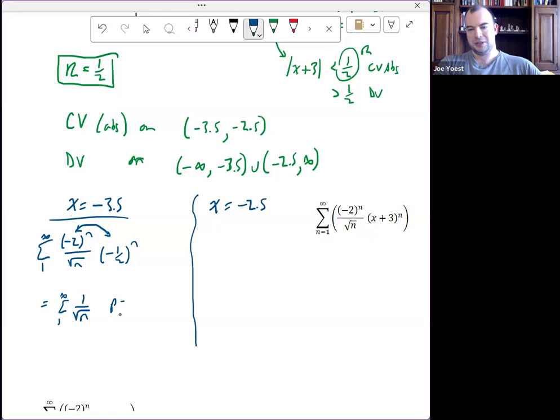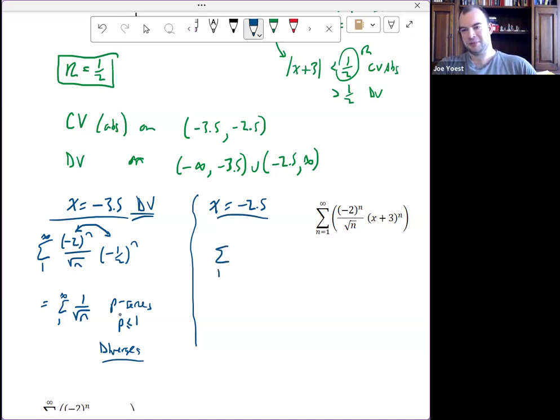But wait, this is a p series where p is less than 1. Well, I suppose less than or equal to 1, we could say. This diverges. So we diverge at -3.5. What about at -2.5?